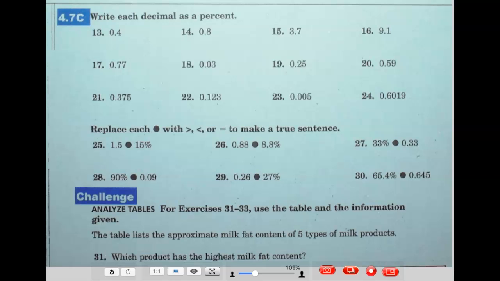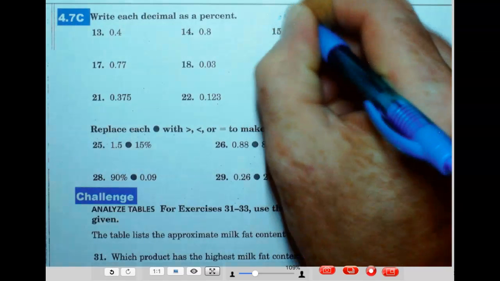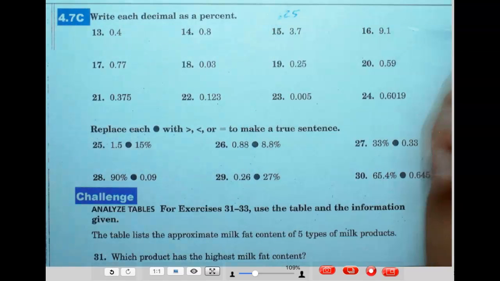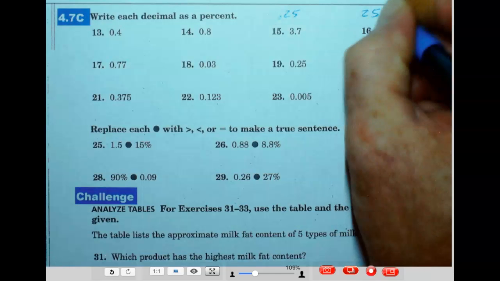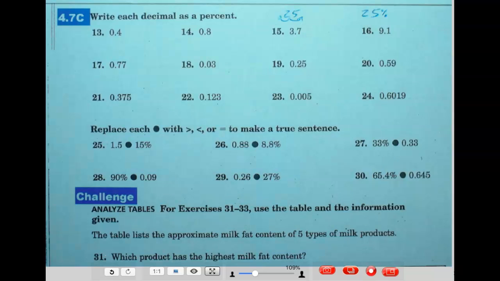Okay, and in this target, we're going to be going from decimals to percent. Let's go back to our landmark. Here's 0.25 as a decimal. And how do we get that to 25%? Well, we're going to move it 2 places to the right, which really means we're going to multiply by 100.